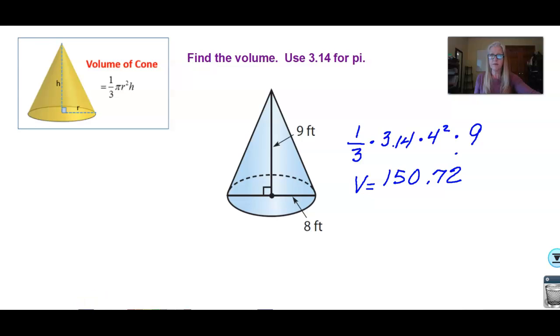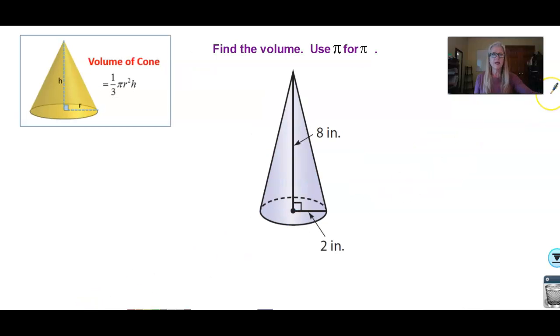Another kind of problem that we're going to be asking you to do is we're going to ask you to use the pi symbol instead of 3.14. This actually makes the problem much easier. The volume of this cone would be 1/3 times pi, and we're just going to leave pi in there. We're not going to substitute. The radius on this is 2, so we go 2 squared, and the height on this is 8.